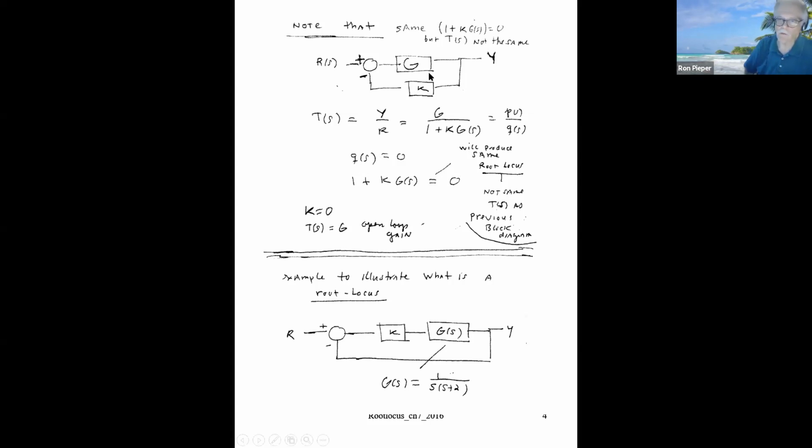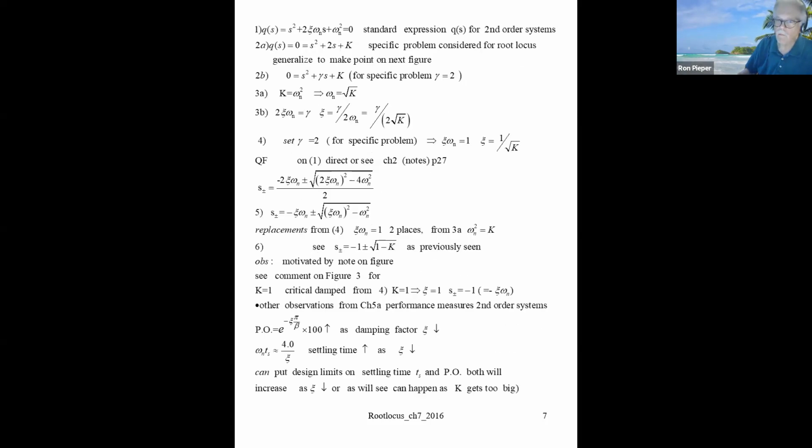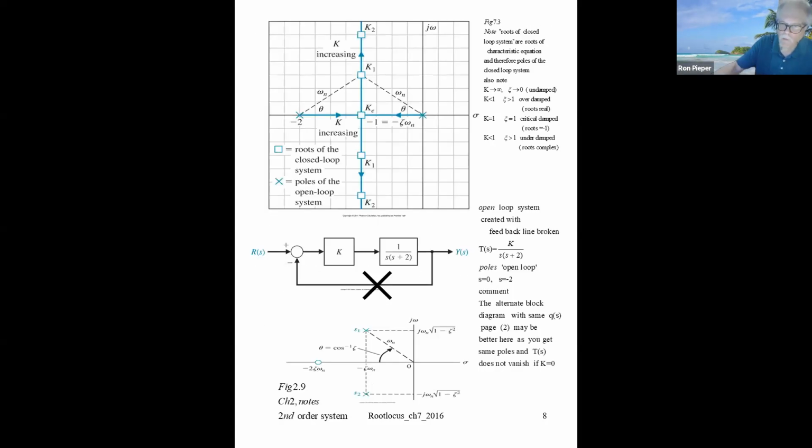So I would argue you could see a bit of advantage for that alternate block diagram representation that has the same characteristic equation and therefore the same root locus. Just to remind you, notice you see the natural frequency showing up here and here, and that's consistent with our chapter 2 discussion for second order systems, measured with respect to the origin, right there. I think I have an example on the next page.